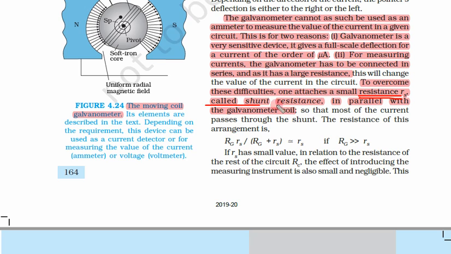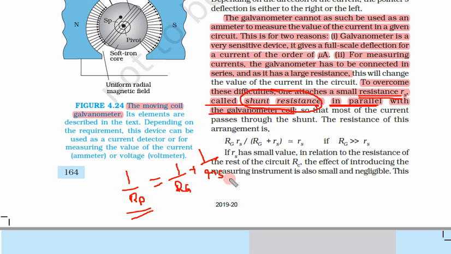We have attached a resistance called shunt resistance. In what type of connection? In parallel. We attach a shunt resistance, a very small resistance, in parallel with the galvanometer coil. This is called shunt resistance. Again, you know what the total resistance in parallel is: 1 by Rg, where Rg is the resistance of the galvanometer, plus 1 upon Rs. This is a small resistance. So when you solve, what do you get?